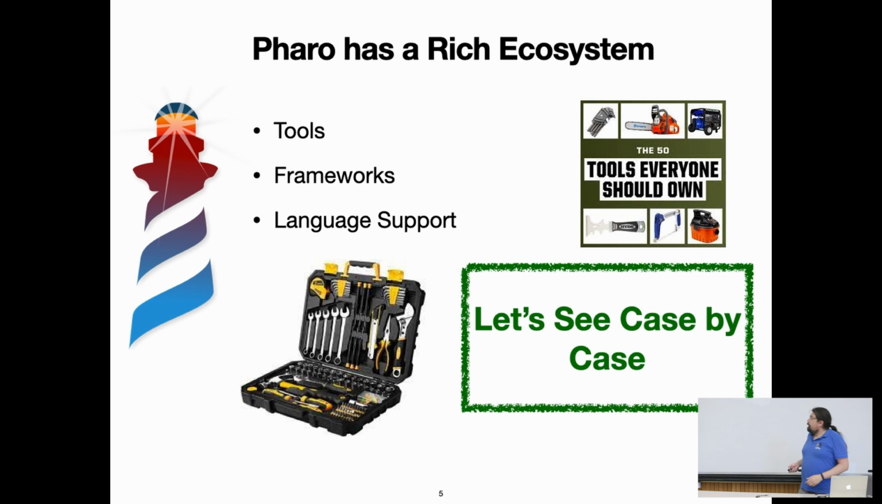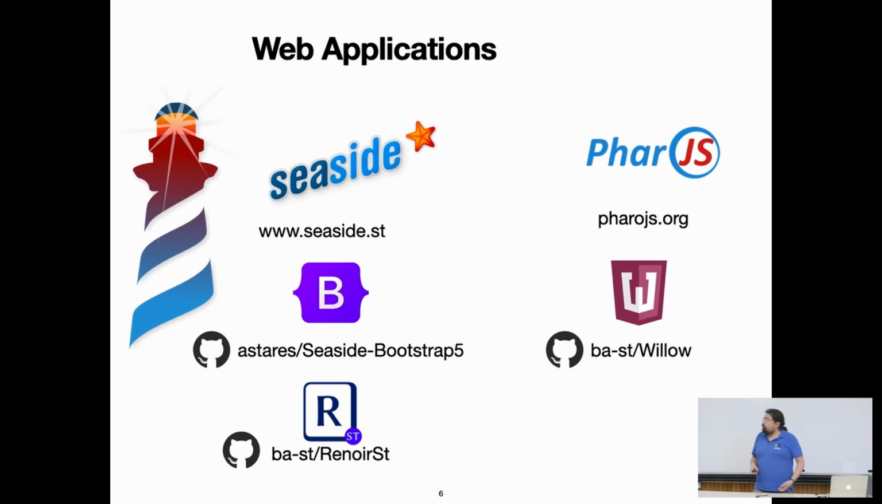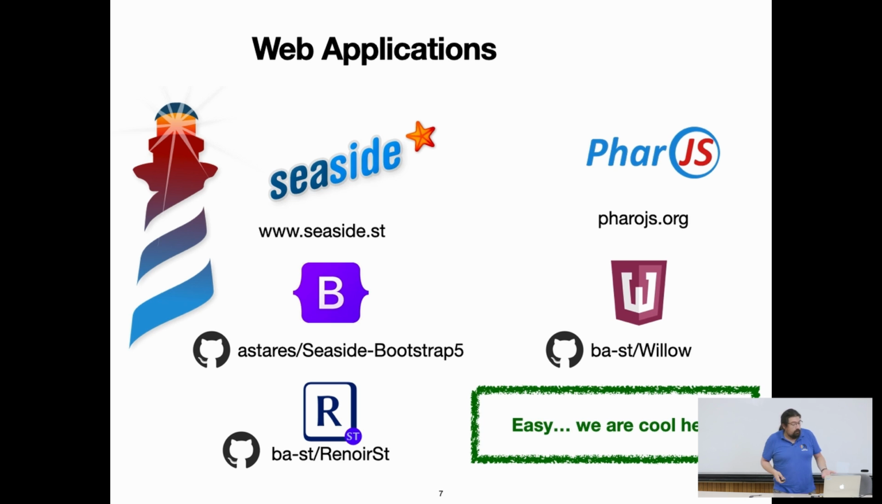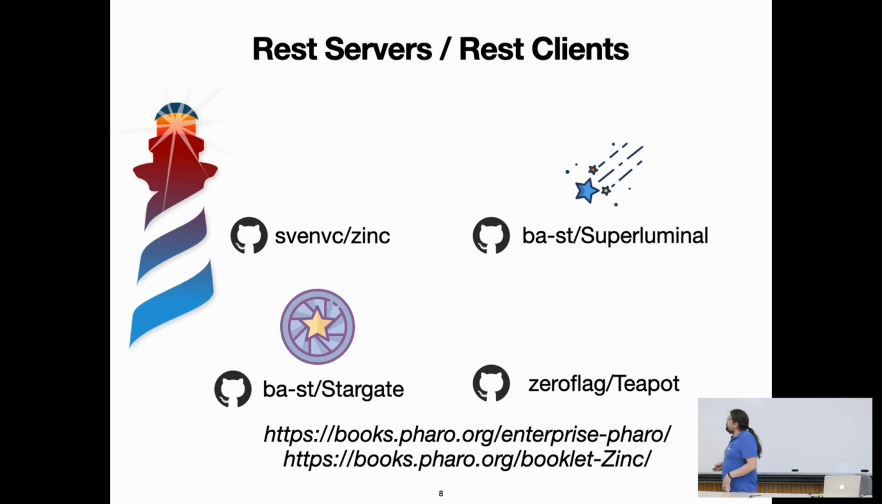If we see them just very fast, we can see that, for example, for doing web applications, we have a lot of options that are present in other Smalltalks or are from the Pharo community, and actually we are really cool in web application development. The same happens when we start building applications that use a REST server or have to consume REST APIs. We have a lot of different options.